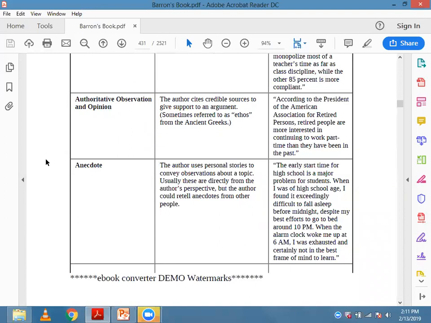So, let's have a look at the argument over here. The early start time for high school is a major problem for students. This is the point that he's making. Let's see the evidence that he gives. When I was of high school age, I found it exceedingly difficult to fall asleep before midnight, despite my best efforts to go to bed around 10 p.m. When the alarm clock woke me up at 6 a.m., I was exhausted and certainly not in the best frame of mind to learn. Now he's giving his own experience.